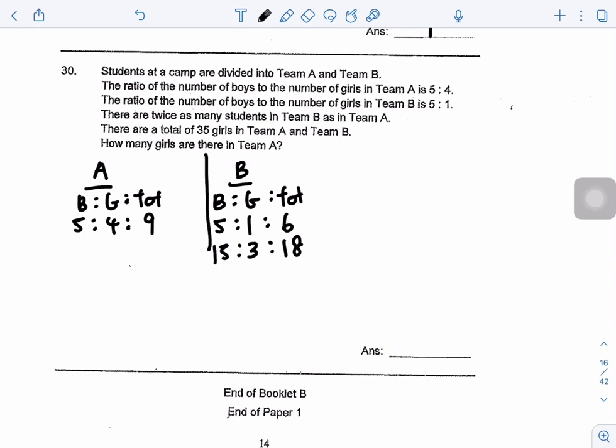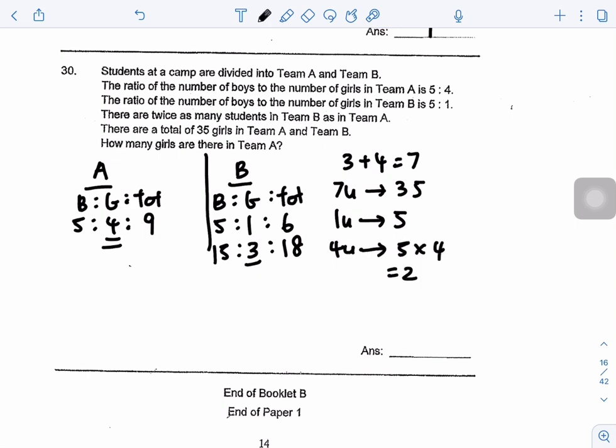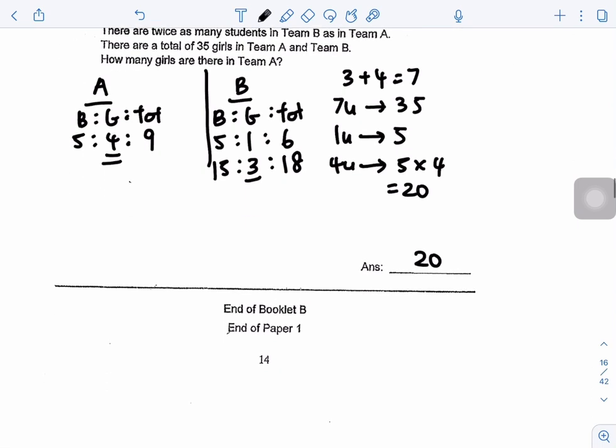Let's see, there are a total of 35 girls in team A and B. Girls is 3 units and 4 units. 3 plus 4 equals to 7. 7 units is 35 girls. 1 unit will be 5 girls. How many girls are there in team A? Team A, there are 4 units of girls. 5 times 4, there are 20 girls in team A. That's the answer. And we have reached the end of the paper.